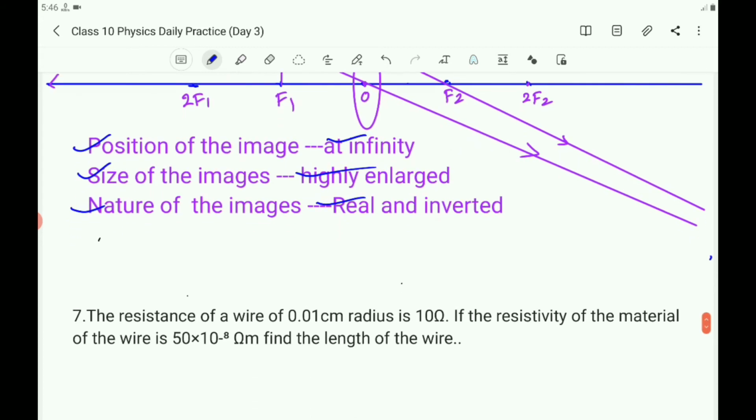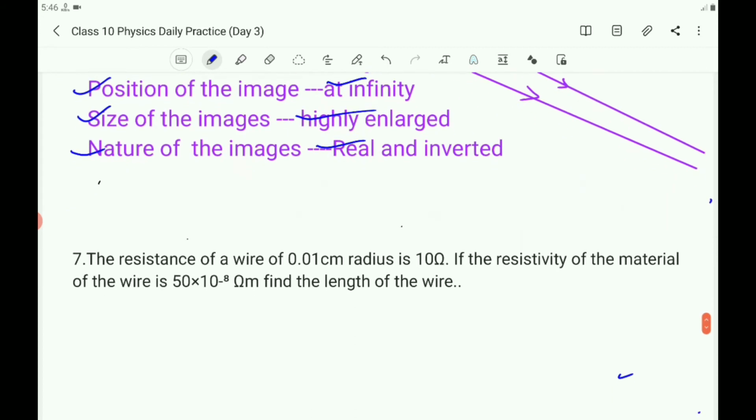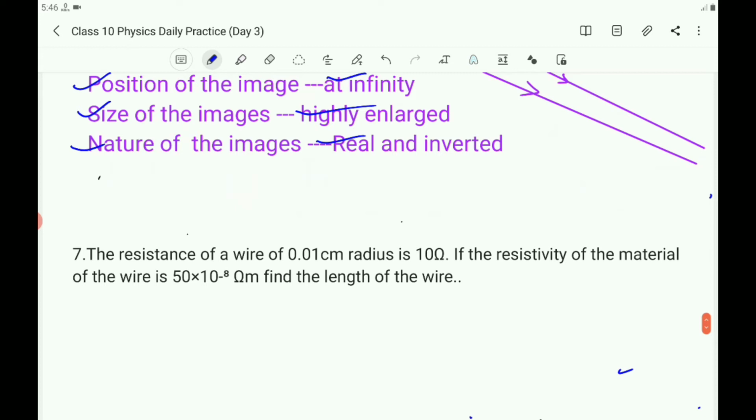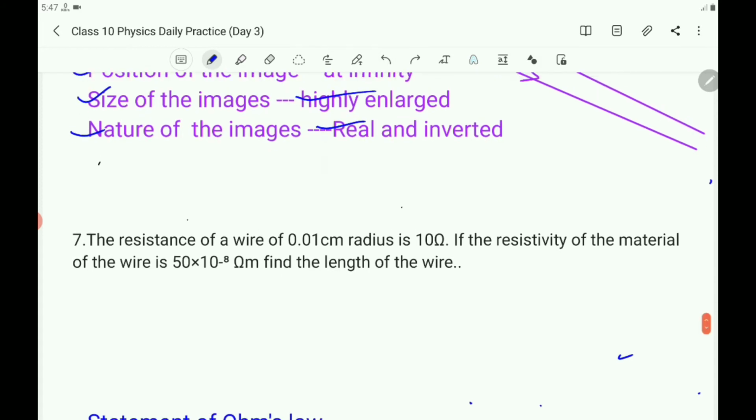Next question you take. The resistance of a wire of 0.01 cm radius is 10 ohm. If the resistivity of the material of the wire is 50 into 10 power minus 8 ohm meter, find the length of the wire. Here we have to find the length of the wire. What is given? Note down first here.